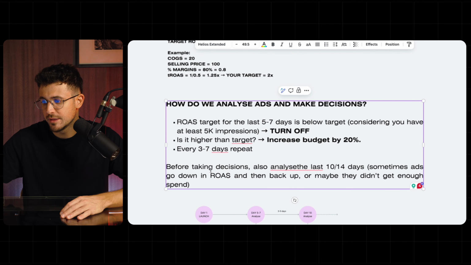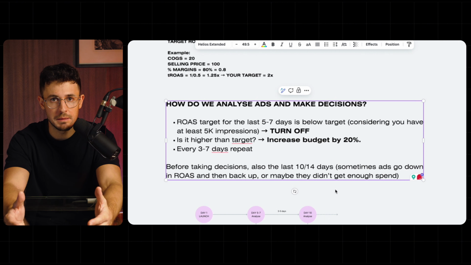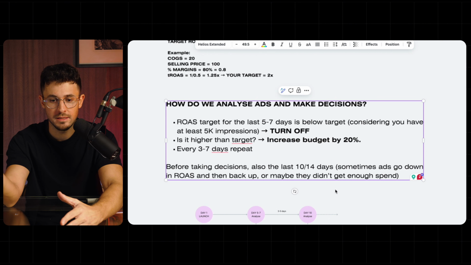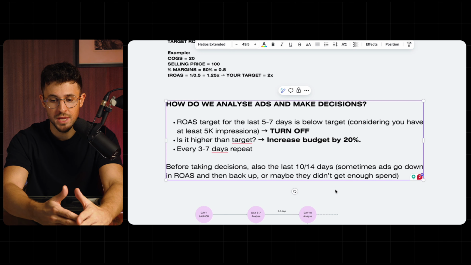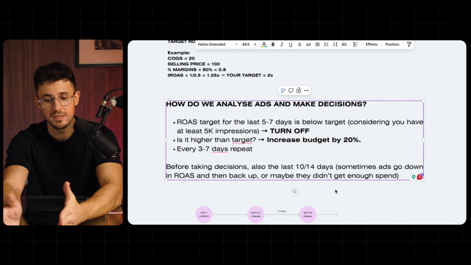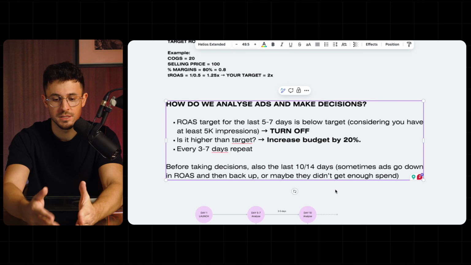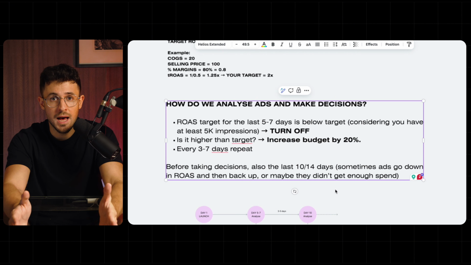Now, before taking decisions, you also need to analyze the last 10 to 14 days of data, because what we usually see is this: let's say you launched the ad 14 days ago. The ad works very well for the first 7 days. In the second 7 days, it starts declining in performance, but the overall return on ad spend is still higher than the target if you look at the last 14 days of data.